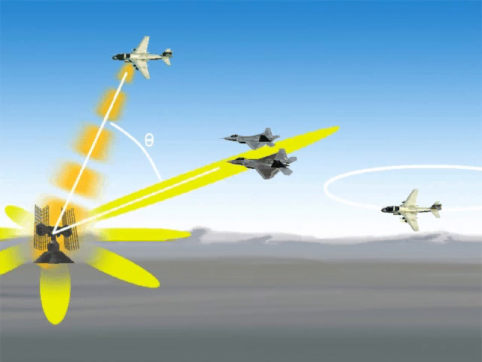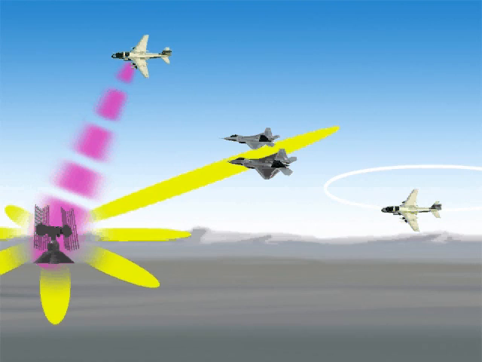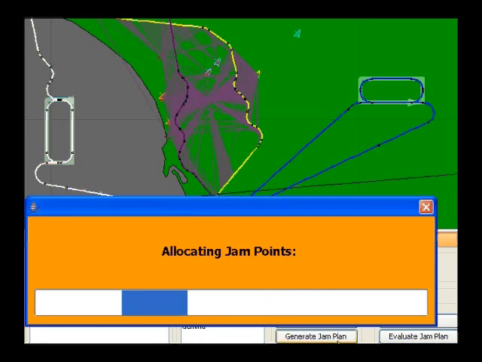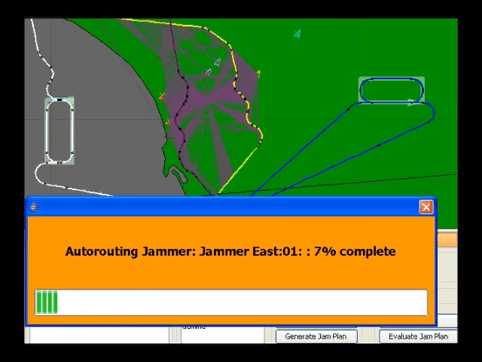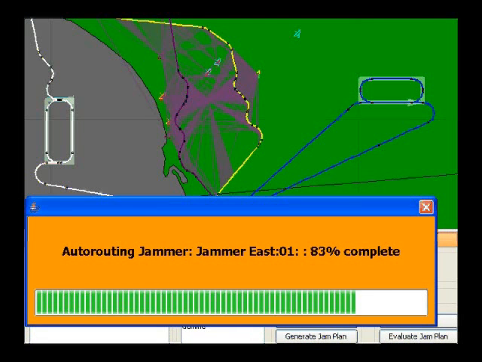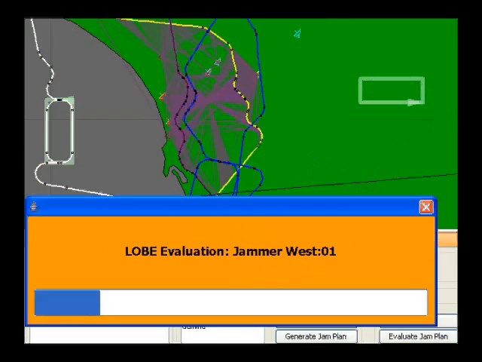There are other important considerations including range, the allocation of power, and the choice of EA techniques to deploy. The goal of an EA mission planner is to generate routes and jam plans that suppress threats in a way to best improve the effectiveness of the protected entities.